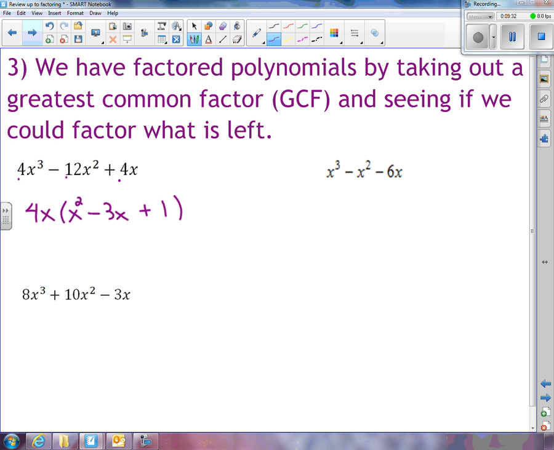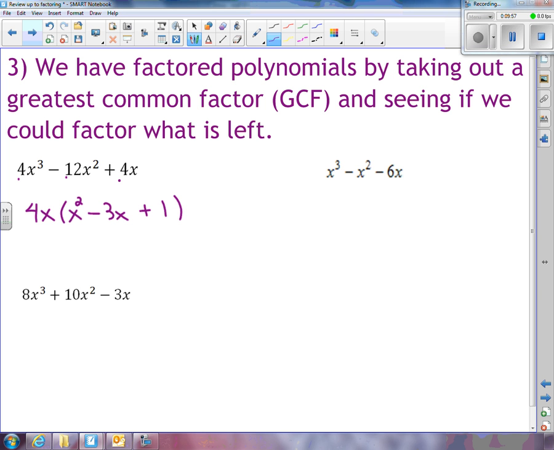So now you have to look to see if this part's already broken up as much as it can be. There's potential for this part to be able to be factored more. So you should ask yourself the question, can two numbers multiply to 1 and add to negative 3? Because no numbers can do that, it's factored as much as it can. So we've broken this up as much as it can be broken up.